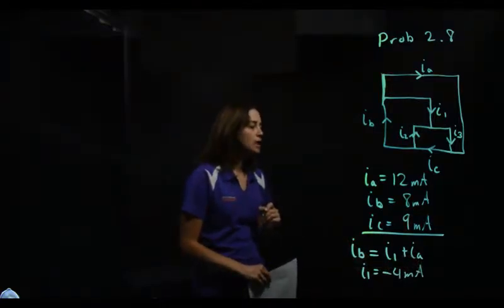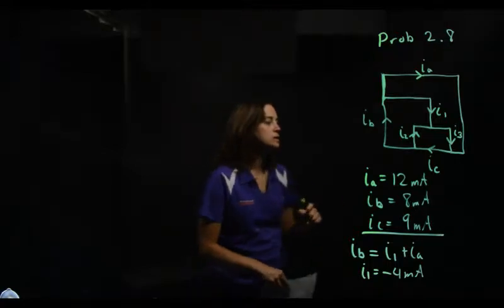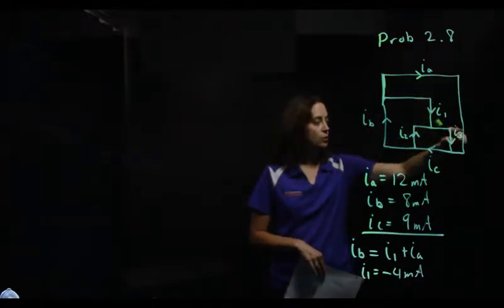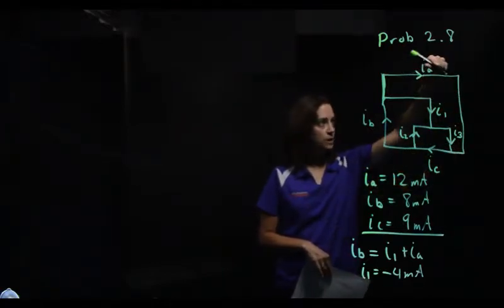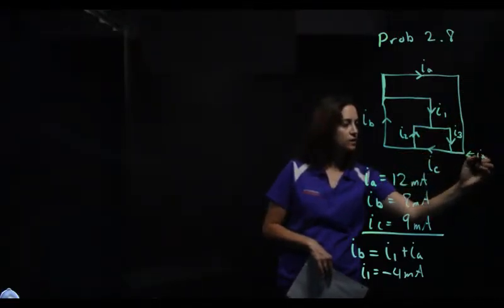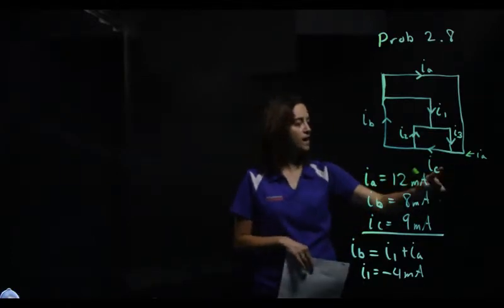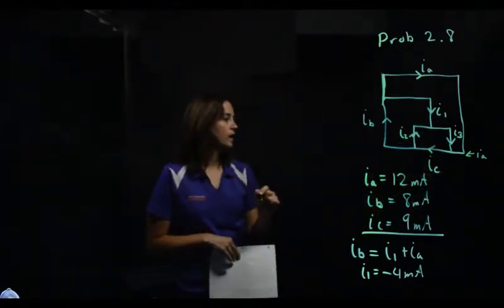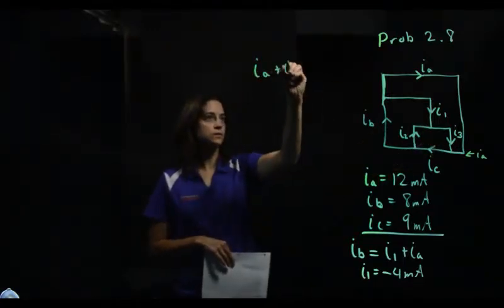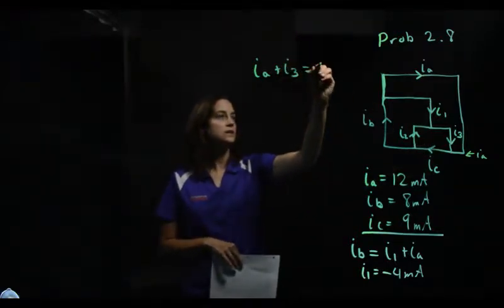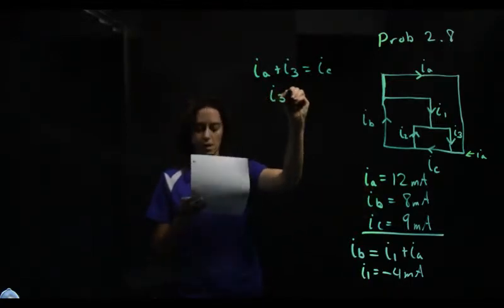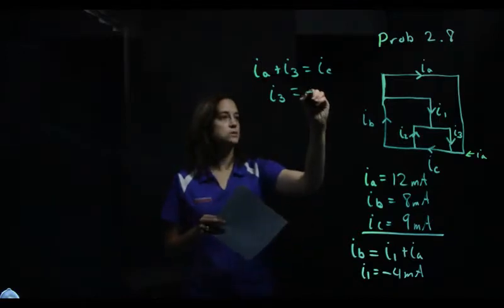So let's look for another node that we might be able to solve. Let's see, here we need I1, I2, I3, so that won't work. This is all one node. I can look here, keeping in mind IA comes all the way down here. So I have IA going in there. I know IA and IC, so I can find I3. I have IA entering, I3 entering, and IC leaving. Again, I have A and C, so I can solve for I3, and I get minus 3 milliamps.